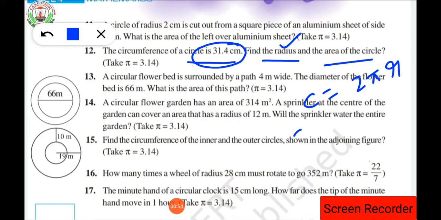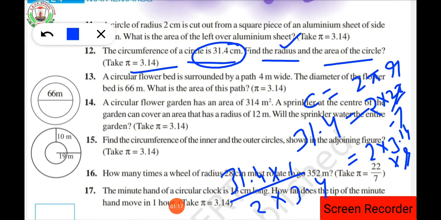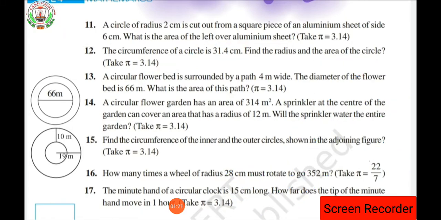The circumference of the circle is already given. So 31.4 equals 2 into 22 by 7. Since it is said that pi is 3.14, instead of 22 by 7 we are going to use 3.14 into r. So r will be 31.4 divided by 2 into 3.14. Solving this we will get the required answer for the radius, and using that radius we are going to find the area of the circle.